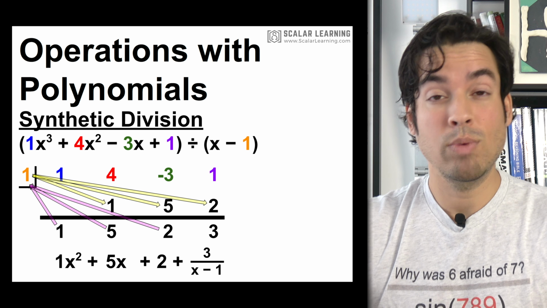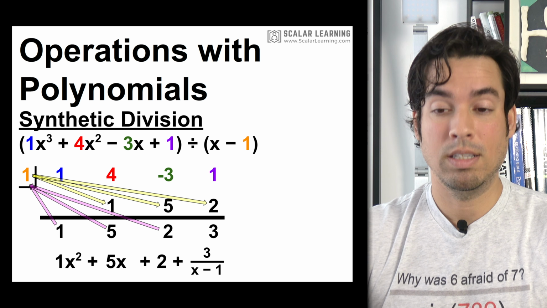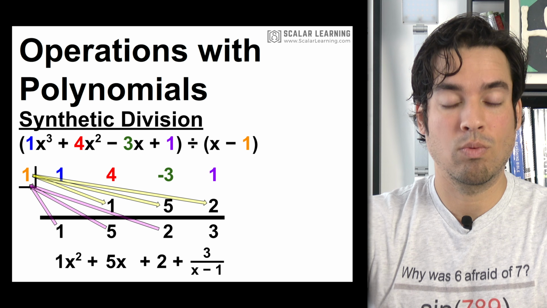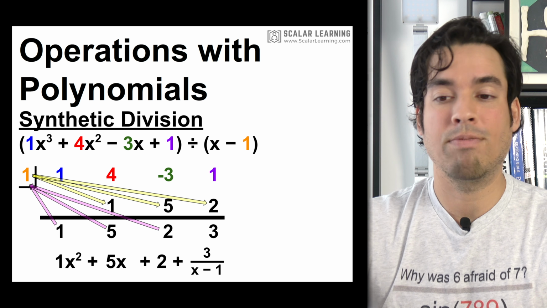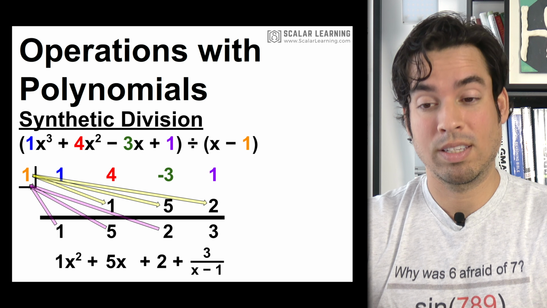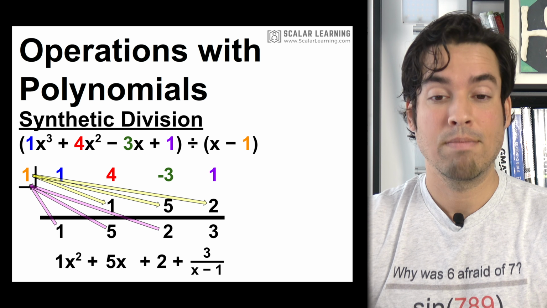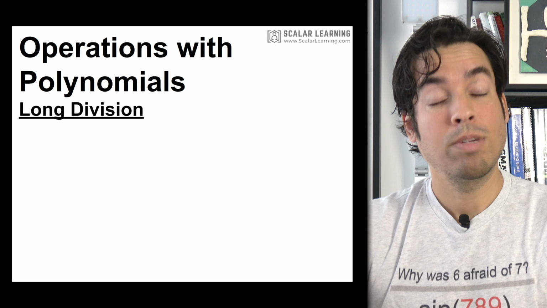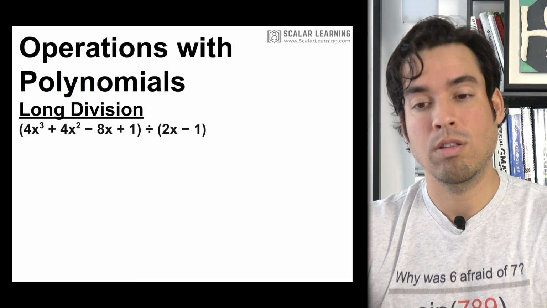By the way, the fact that we have a remainder means that 1 is not a factor of this original polynomial, of the polynomial on the left, meaning if I plug 1 in, I won't get 0. In fact, the remainder theorem states that if I plug 1 into that polynomial on the left, I will get that remainder of 3.